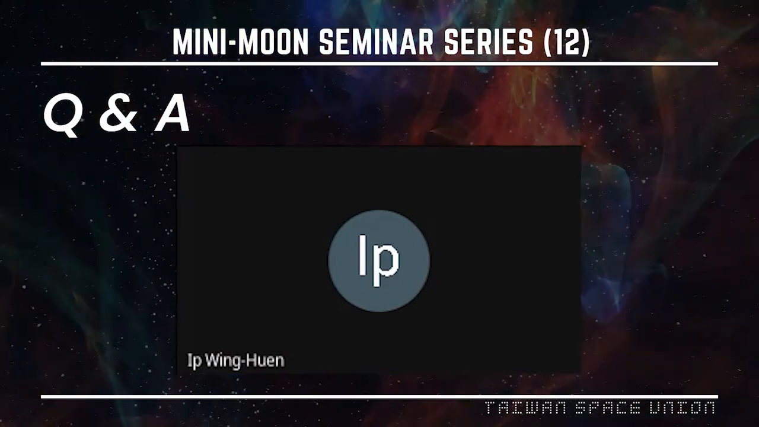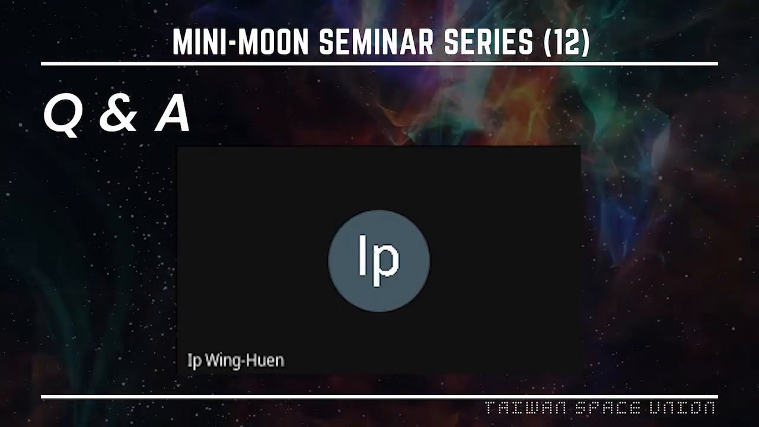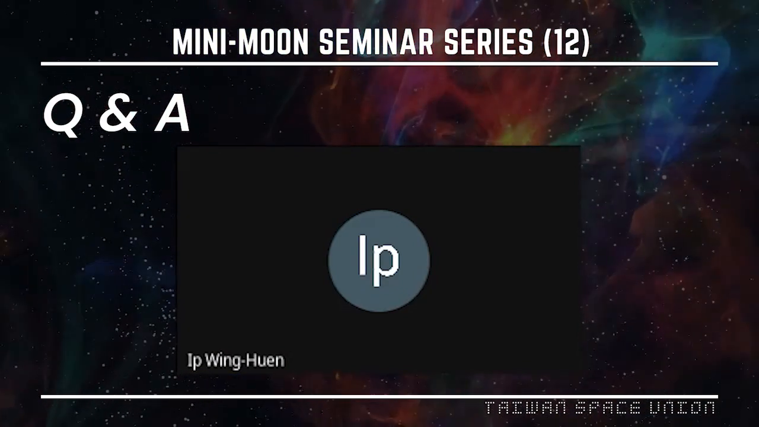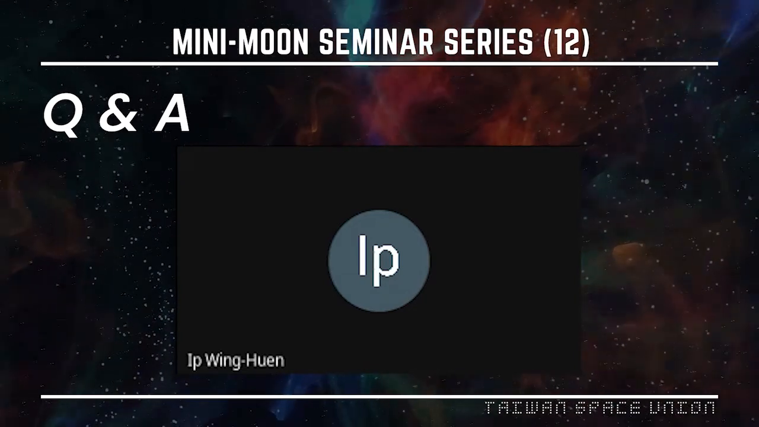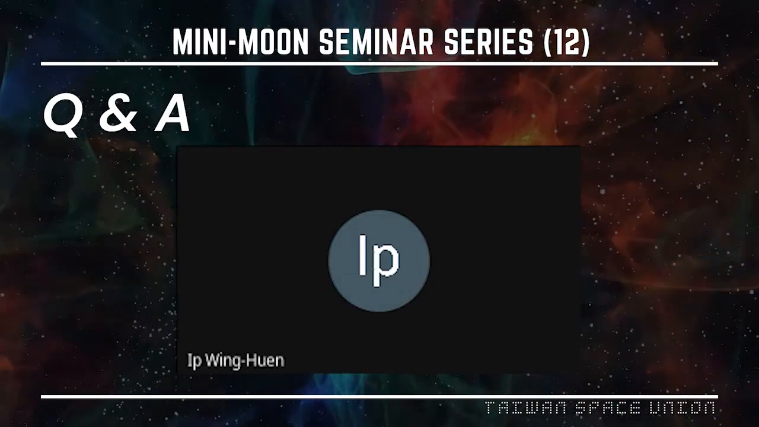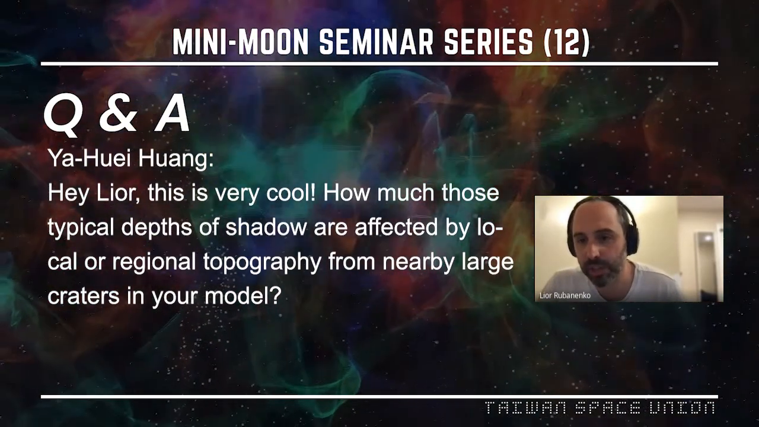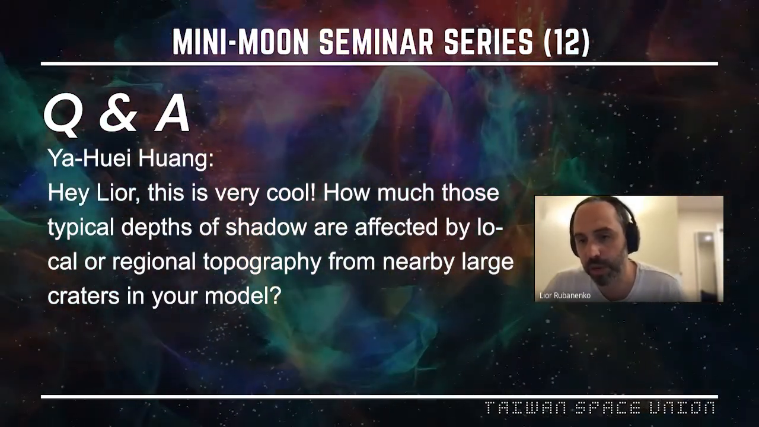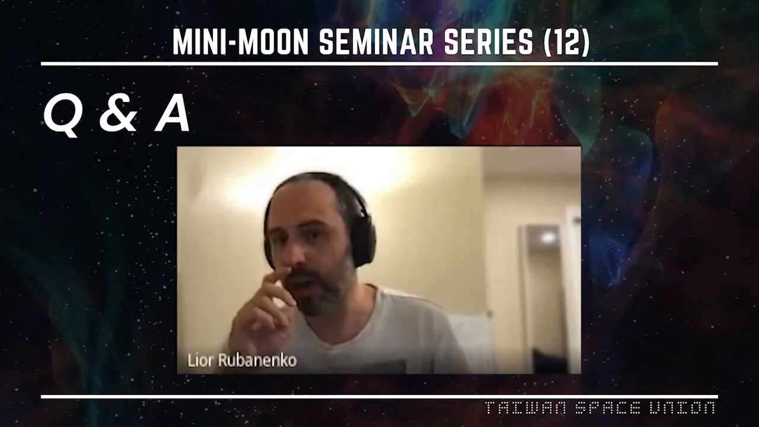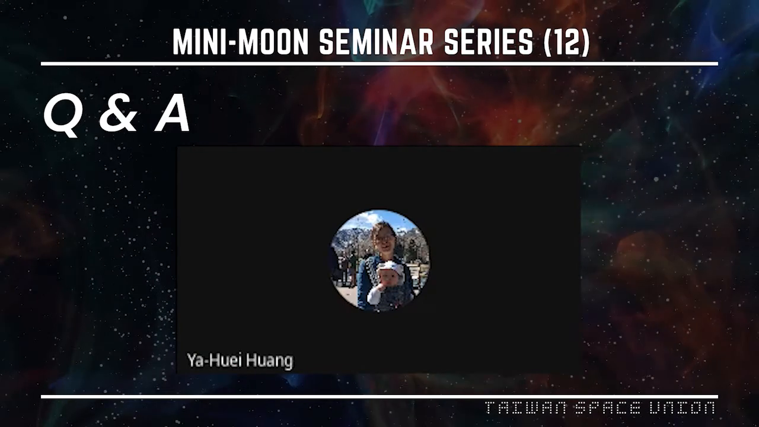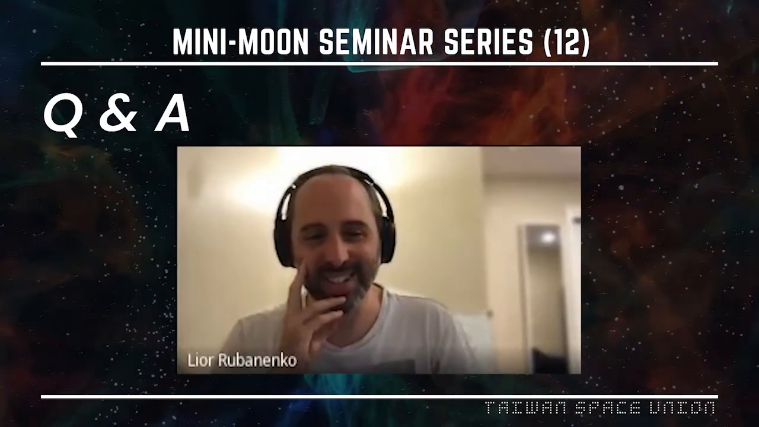Okay, thank you. So there's one question from Yahui Huang. Can you read that question on the chat box? Yeah. How much are those typical depths of shadow affected by local or regional topography from nearby large craters in your model? Which model is that? I'm sorry, I'm not sure which part of it. Hello. Hi, hello. Hey, can you hear me? Yes, I can hear you.